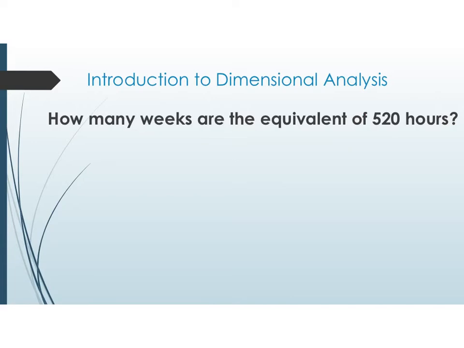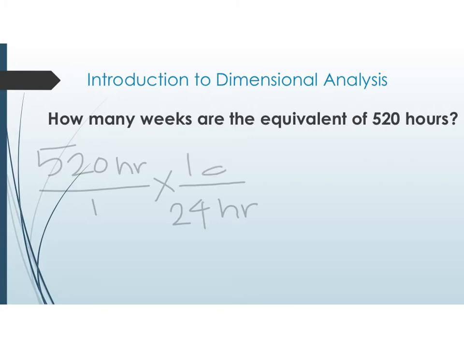So let's start off with setting our given over 1. So 520 hours, HR for hours, over 1. Now, I'm trying to get from hours to weeks. Again, this is why it's called dimensional analysis, because dimensional analysis is unit conversions, going from one unit and ending with a different one. So I know if I need to get rid of hours here, then I need to have hours as my denominator for the next one. Well, how can I get closer to weeks? Well, let's go through days then. So I know there's 24 hours in one day.